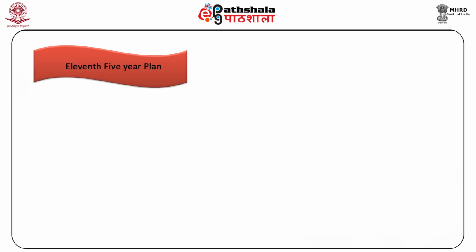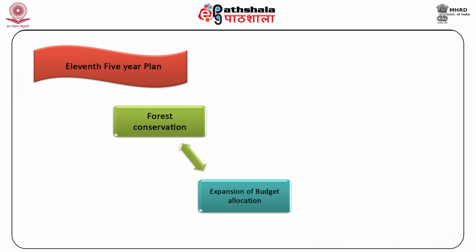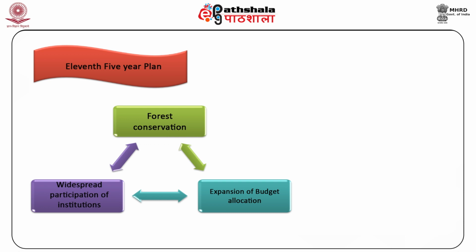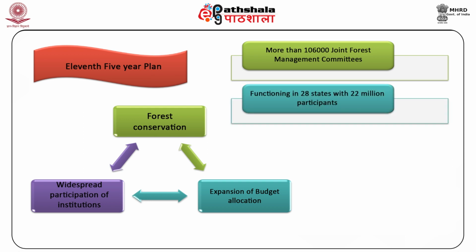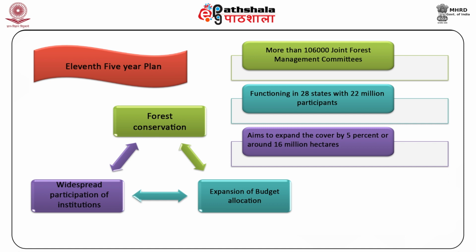The 11th five-year plan takes forward the drive of forest conservation with the expansion of budget allocation and the widespread participation of institutions. More than 106,000 joint forest management committees are functioning in 28 states with 22 million participants. It also aims to expand the cover by 5% or to around 16 million hectares.